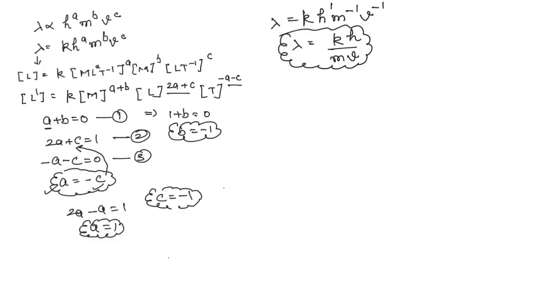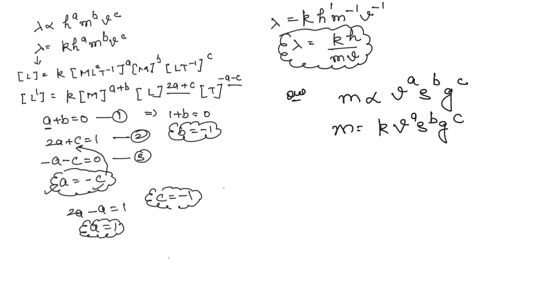We have to derive the expression for mass proportional to velocity power a, density power b, acceleration due to gravity power c. So m equals k v^a rho^b g^c. Correct?